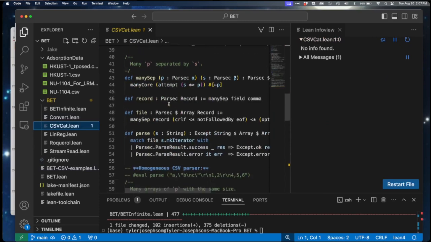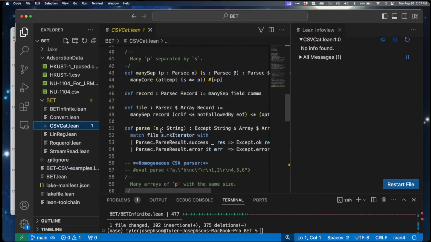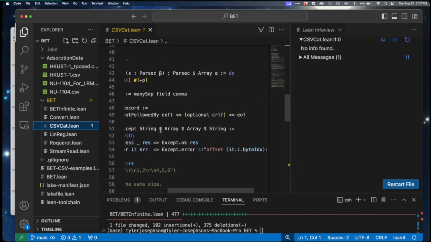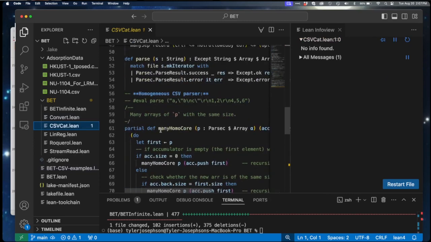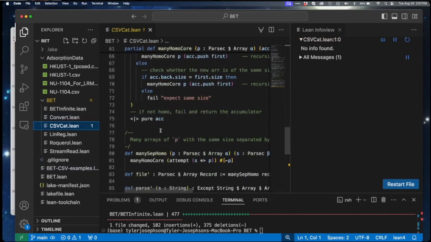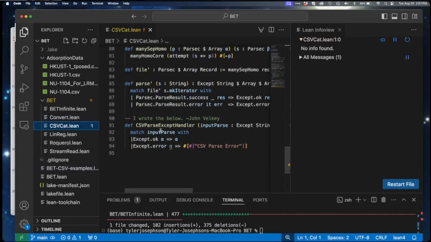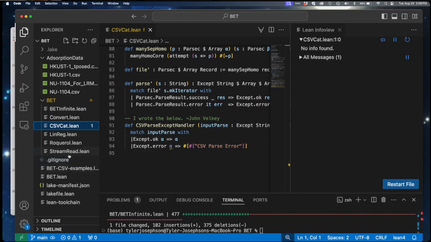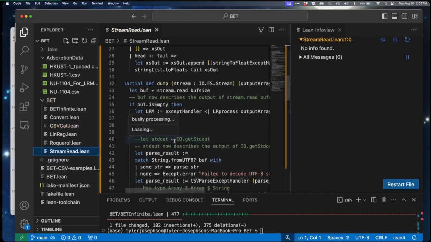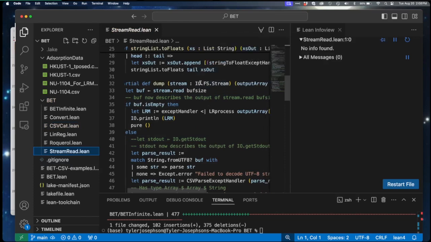So parse takes in a string and produces an array coming out. And it gets called when dump is in process. Dump isn't about creating columns and rows. Dump is just about reading in the IO stream and producing an output array.